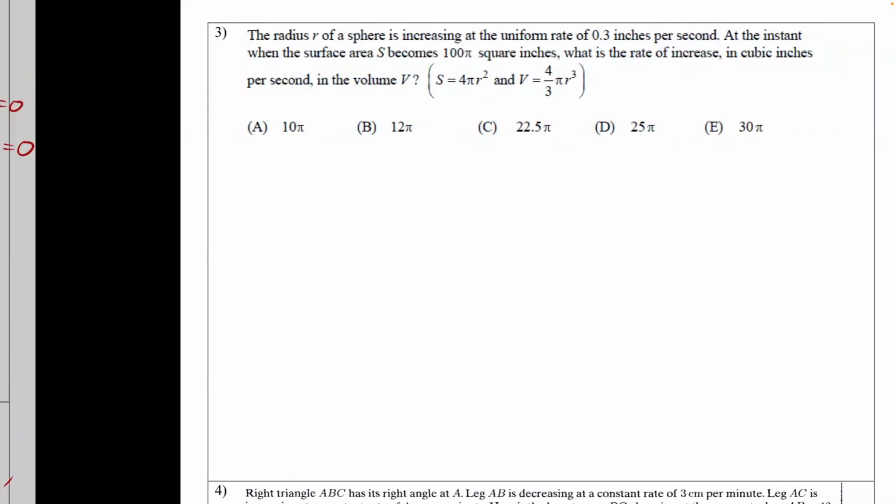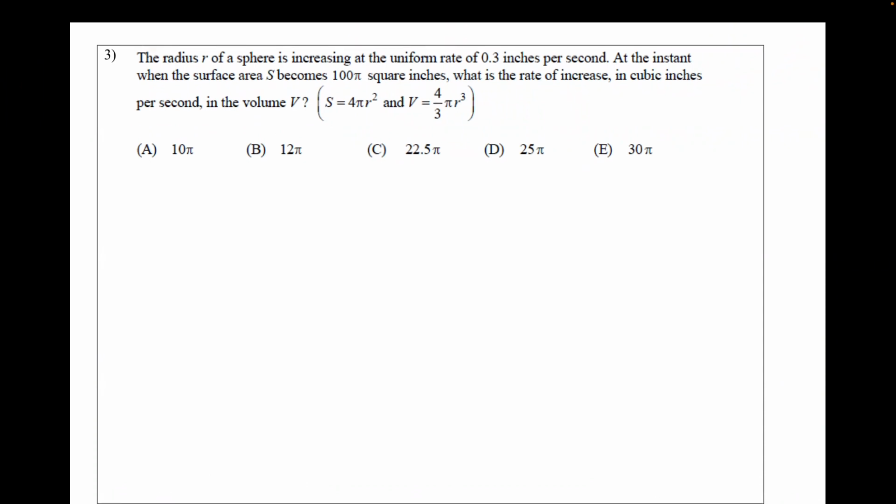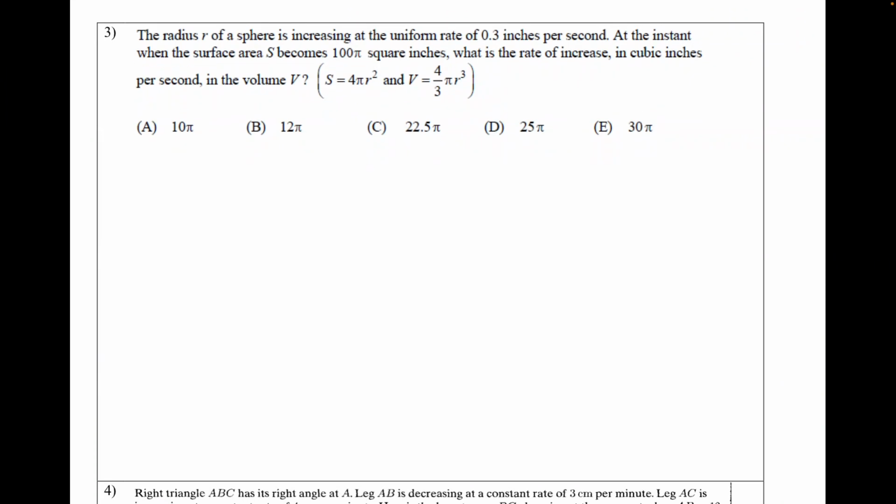All right, moving on to number 3. We have the radius of the sphere is increasing at a uniform rate of 0.3. So increasing is this positive word, which means we're going to say this is r prime is equal to a positive 0.3. At the instant when the surface area becomes 100 pi, that means s in this case is equal to 100 pi. And what is the rate of increase of volume? So we're looking for v prime in this case.